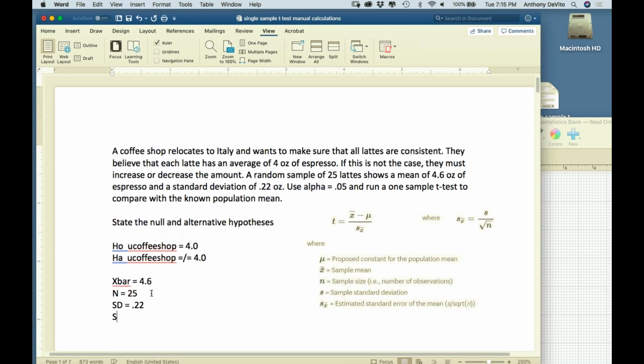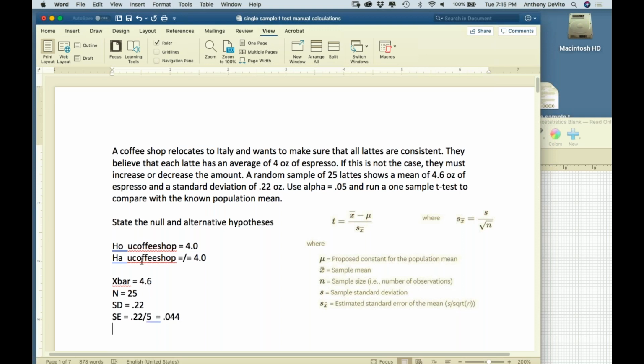So now I have to calculate my standard error. And my standard error is going to be equal to sigma over the square root of n. I don't know sigma, so I have to use the standard deviation, 0.22, divided by the square root of the sample size. Sample size is 25, so I'm just going to put 5 in there. Okay, and that's equal to 0.044. That look right to you guys? Okay, good. All right, so that's my standard error.